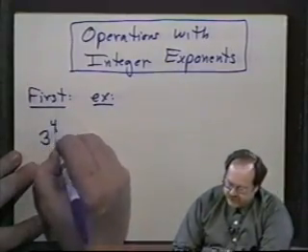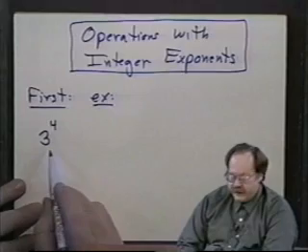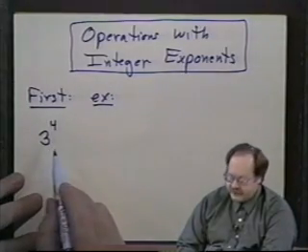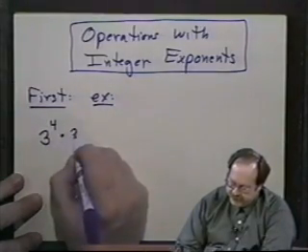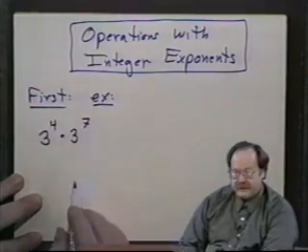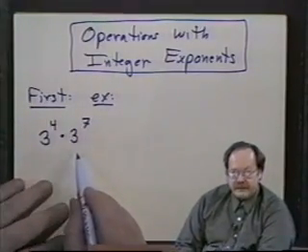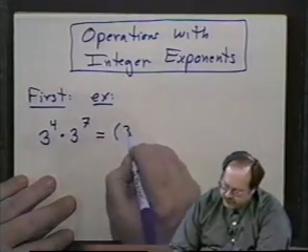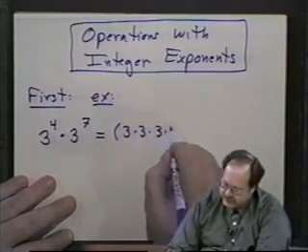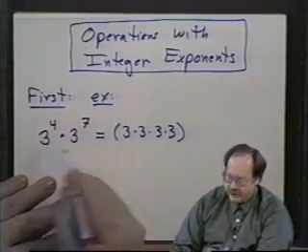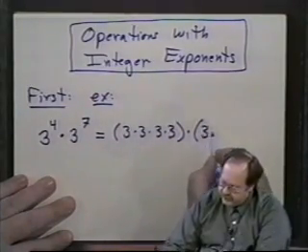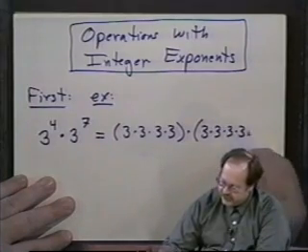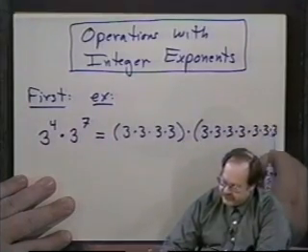Imagine you have 3 to the 4th. Well, we know what that means now. That means 3 multiplied by itself 4 times. And we wanted to multiply that by 3 to the 7th, say, which is 3 multiplied by itself 7 times. Well, if you write this out, 3 times 3 times 3 times 3, that's 3 to the 4th, multiplied by 3 times 3 times 3 times 3 times 3 times 3 times 3, 7 of them.